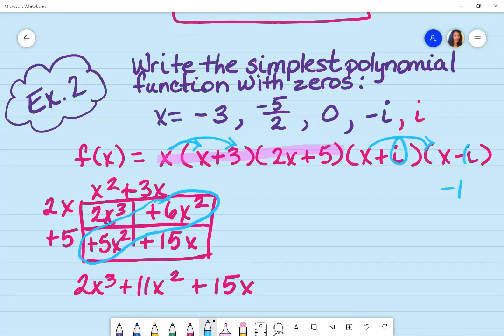However, i times i is really i squared. And we should know that i squared really means negative 1. So I already have a negative 1. And when I multiply it times the i squared, that simply changes the sign. So this is going to be x squared plus 1. Did you catch that? Hopefully you caught that.